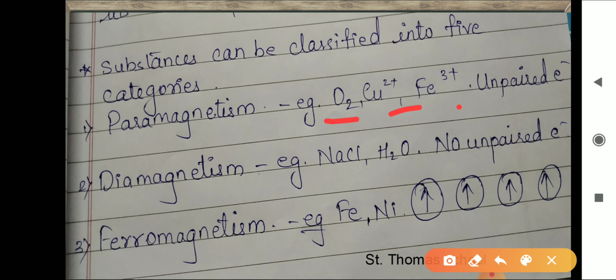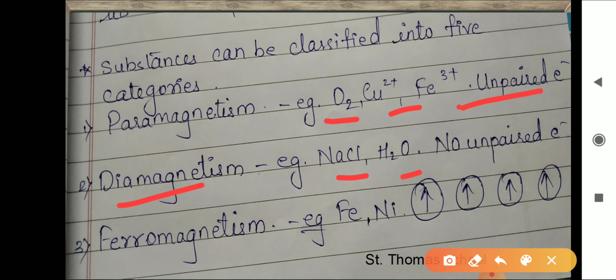Next is diamagnetism. Here the examples given are NaCl, H2O. They have no unpaired electrons, meaning they are weakly repelled by a magnetic field. Such substances are weakly magnetized in a magnetic field in the opposite direction, right? In paramagnetism there were unpaired electrons and they were magnetized in the same direction. But in diamagnetism they don't have unpaired electrons and they are weakly magnetized in the opposite direction.